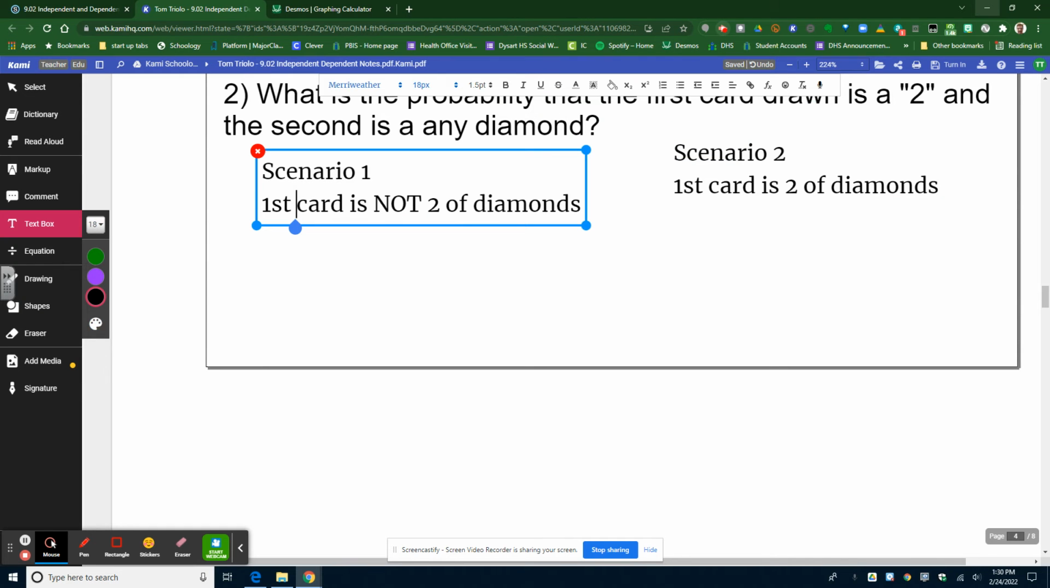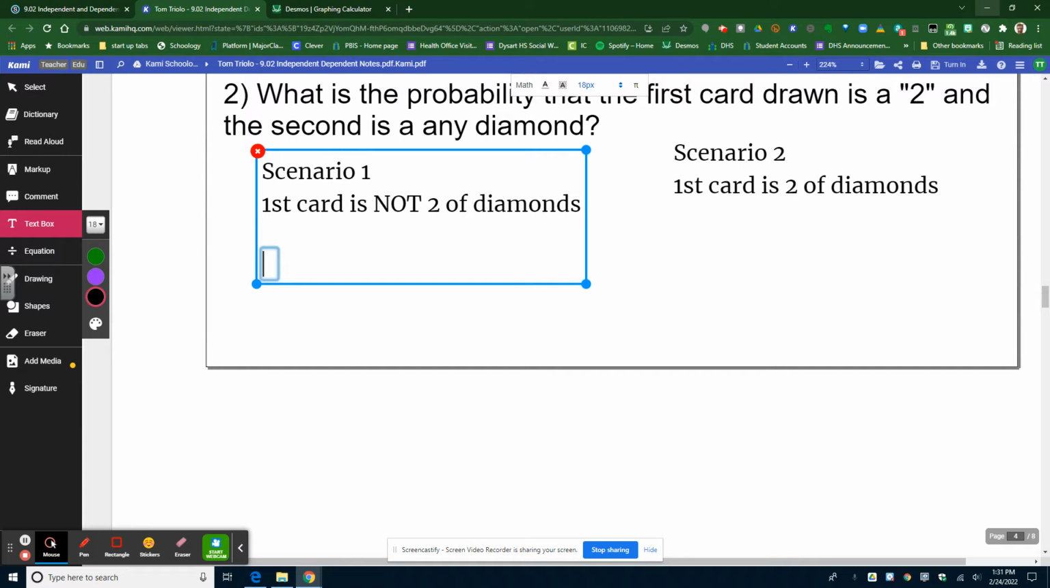Okay, so let's assume our first card is not the two of diamonds. So how many twos are there? 4. So at the beginning, I'm going to use my equation editor. I have 4 twos out of a total of 52. Is that the same as 1/13?